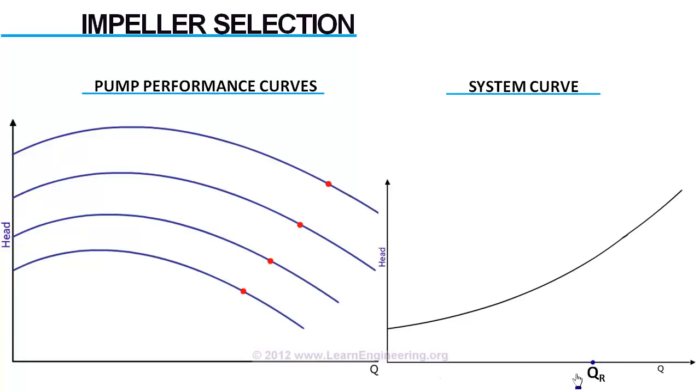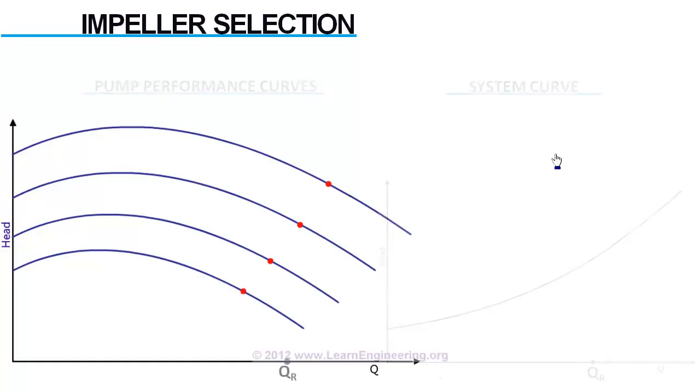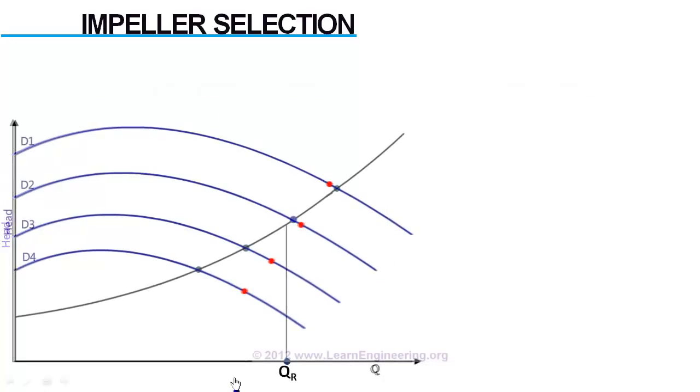The operating point of the pump will be the intersection point of the system curve and the pump performance curve. So, depending upon the selection of impeller, the pump could operate anywhere here. But we have a requirement of a specified flow rate. Out of these operating points, this is the one which is nearest to the required flow rate. So, we will select this impeller.